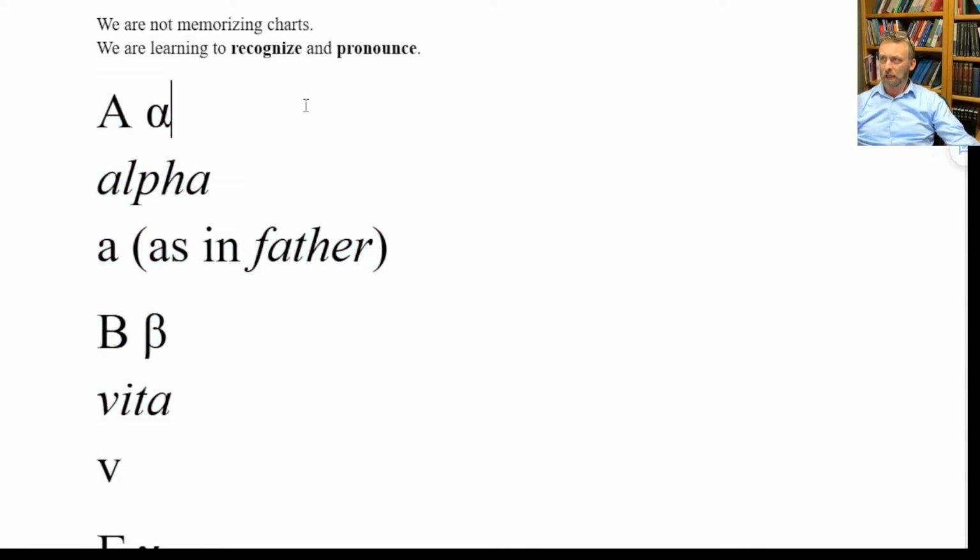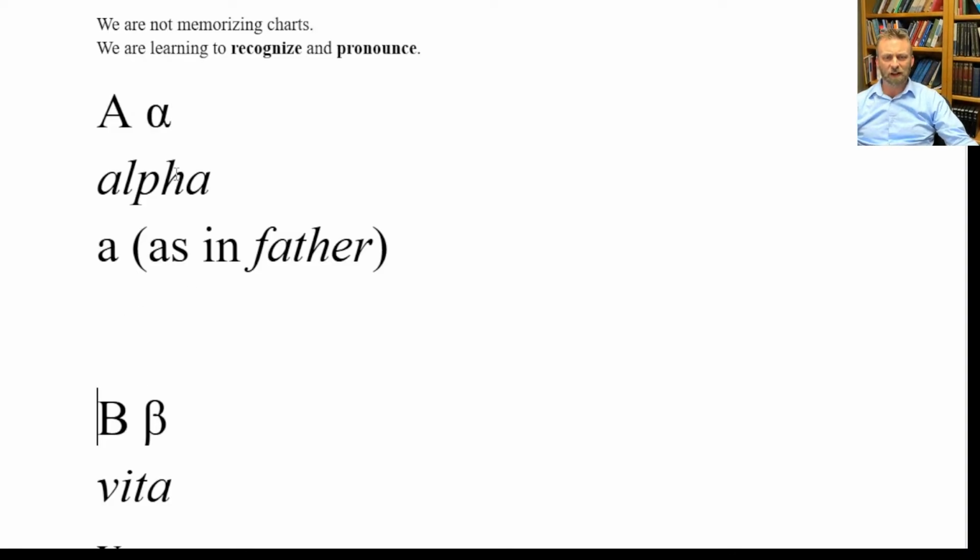All right. And here we go. So we're going to start here with the first letter, alpha. In this pronunciation system, we're going to pronounce it ah. So alpha makes ah as in father. Alpha makes ah as in father. Okay. All right. The next one, vita.